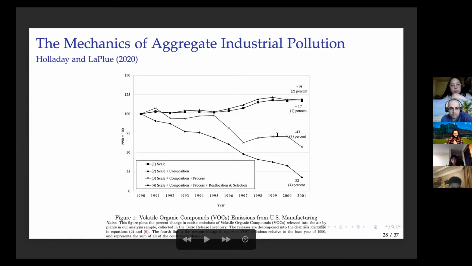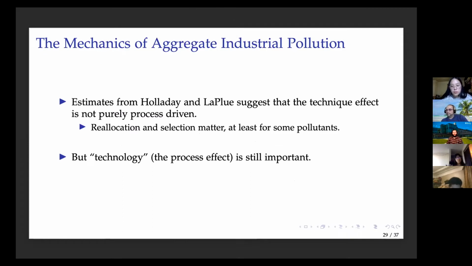Number 3 here is adding in this process effect. So changes in facility level pollution intensity. Now we start to see that this is getting us closer. So this suggests that a good chunk of the technique effect is due to changes in processes at individual facilities, but it's not all of it. Some of that is also compositional changes, and that's what that gap between number 4 and number 3 shows. So the key implication is compositional changes because of reallocation and selection have caused some of this technique effect, but there's still evidence of some deeper technological change that we call the process effect.